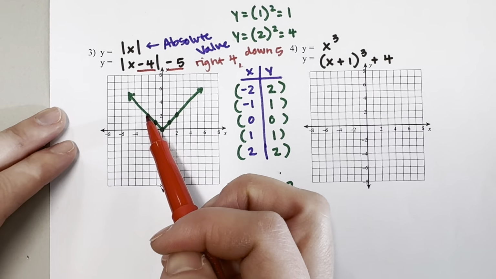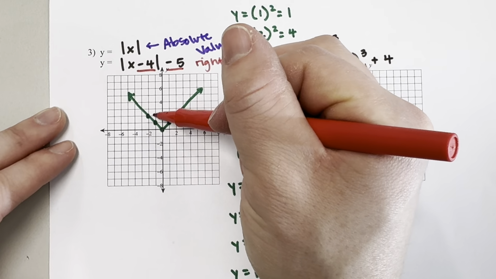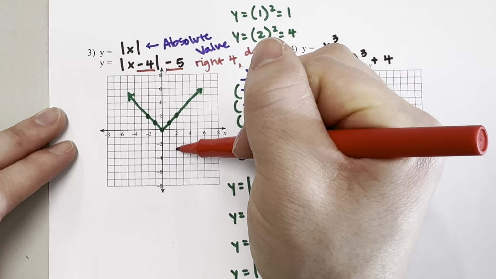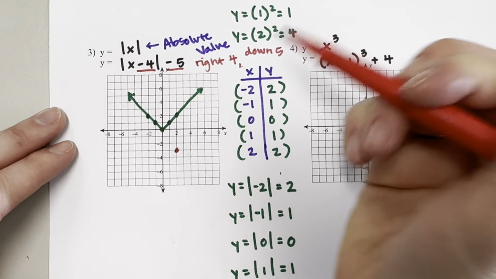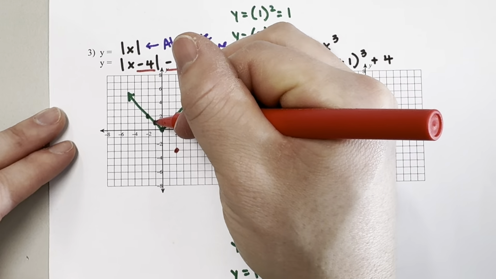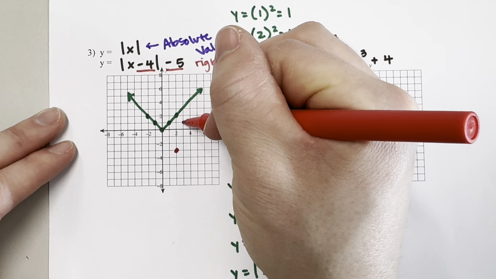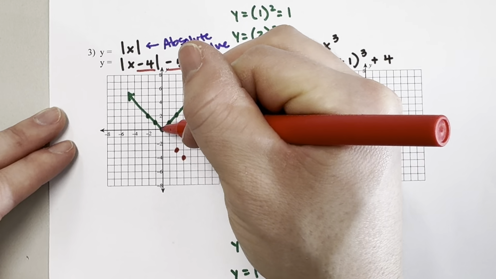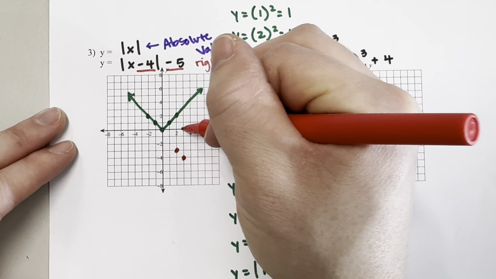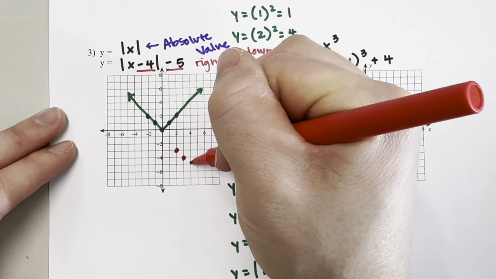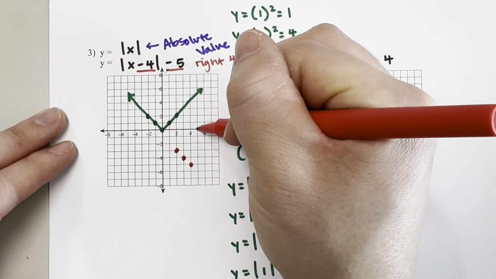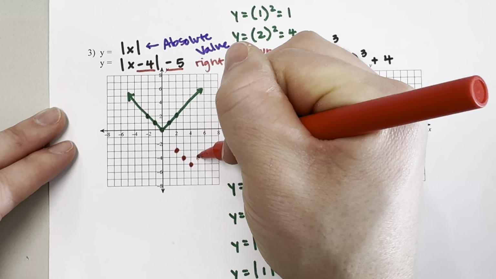I'll start all the way over here. Right 4, 1, 2, 3, 4, down 1, 2, 3, 4, 5. My next one, this guy right here. Right 1, 2, 3, 4, down 1, 2, 3, 4, 5. My next one, right 4, down 5. Next one, right 4, down 5.